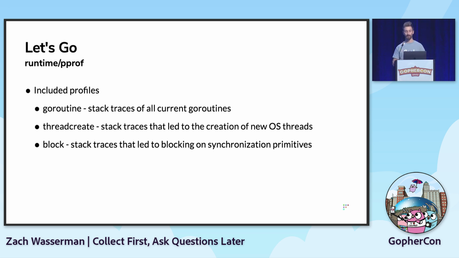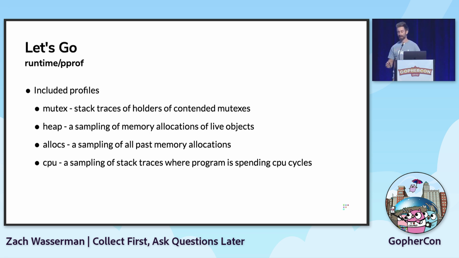So looking into the tools that Go provides, there's runtime/pprof in the standard library. It includes profiles like goroutine, so you get the stack traces of every goroutine that's running. Thread create, you find out about the underlying OS threads. Block, you see which threads are blocked and why. Mutexes, allocations, both allocations over time on the heap and currently live objects on the heap, if you're interested in looking at memory, and CPU profiles.